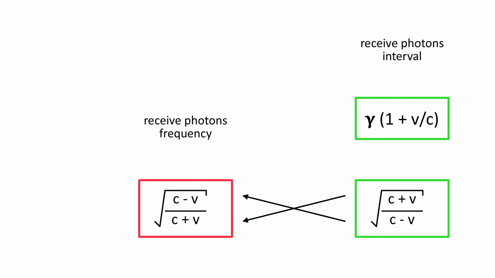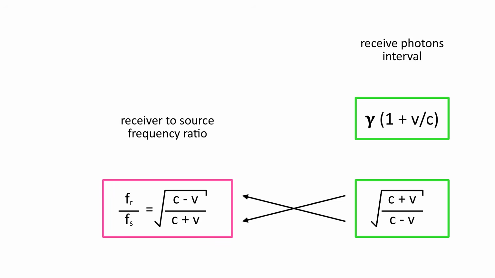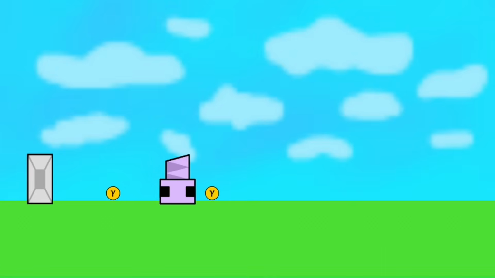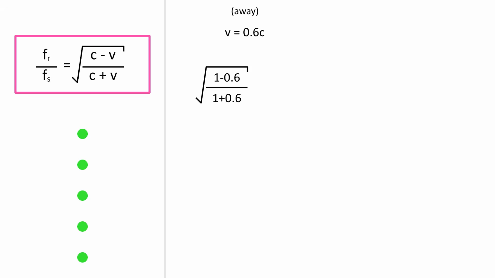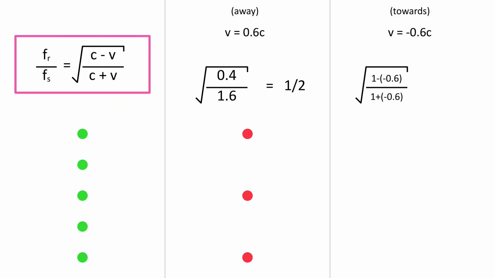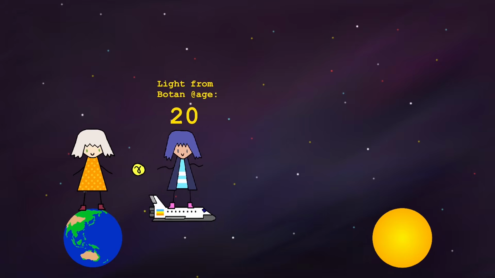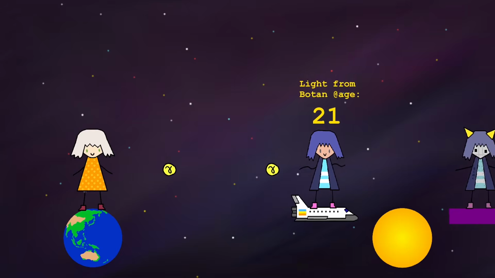And if the source's emission frequency is something other than 1, this just represents the ratio of observed frequency over source frequency. A cool feature of this formula is how it works in both directions. If the source is moving away from you at 0.6c, its frequency is cut in half, but 0.6c towards you becomes negative 0.6c and the frequency doubles. And we've actually seen this exact relationship in the twin paradox episode.